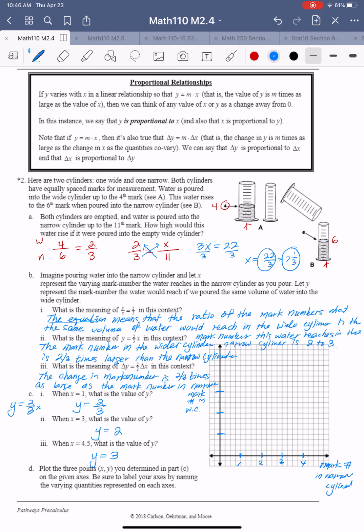So if I do that, okay, when x equal to 1, y was 2/3, so this is about here, okay? And then x equal to 3 becomes 2, very nice. And then x equal to 4.5, about here, equal to 3.